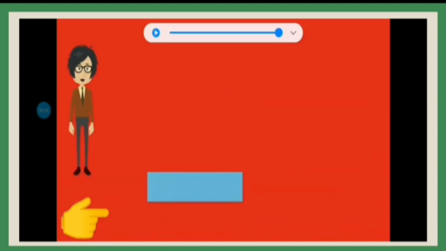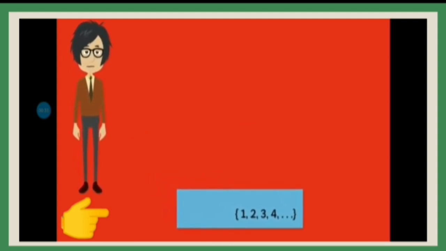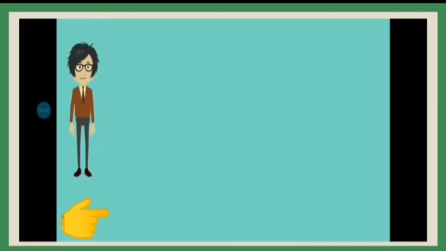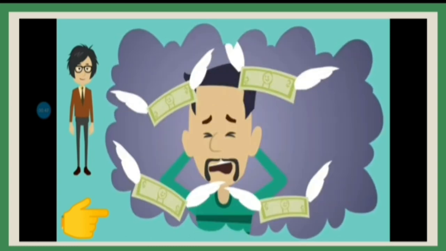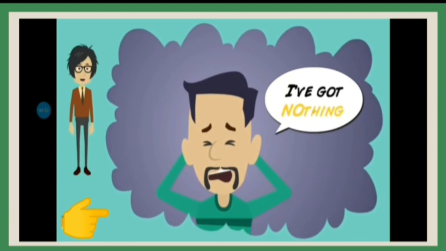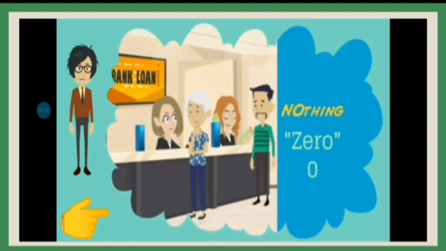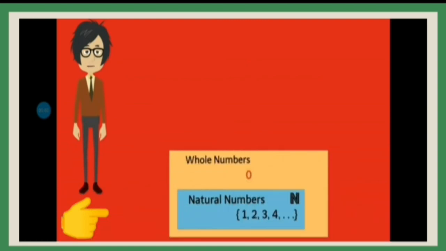Counting comes naturally to us as something that goes 1, 2, 3, 4 and so on. Hence, such numbers are grouped as natural numbers with the symbol n. Well, you may be rich one day, but there are days when you are flat broke with no money left. So when it comes to describing the notion of nothing, a number 0 was discovered. When we add the number 0 to the set of natural numbers, we get what is called as the whole numbers, symbol W.